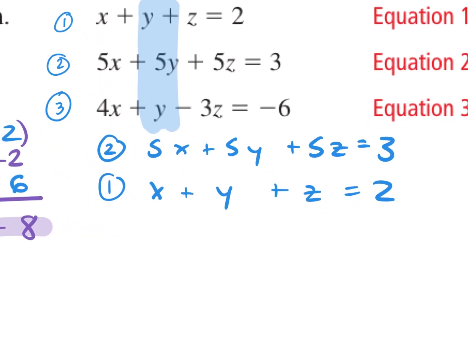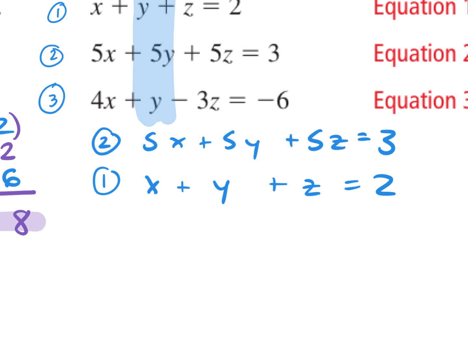What should we do next? Multiply it by what? -5. Perfect. Again, we want our y's to cancel. We picked y from the beginning, so we have to eliminate the y's in this step twice. So we did it already. Now we have to do it a second time. So I'm going to multiply the second equation by -5. So -5x minus 5y minus 5z is equal to -10.